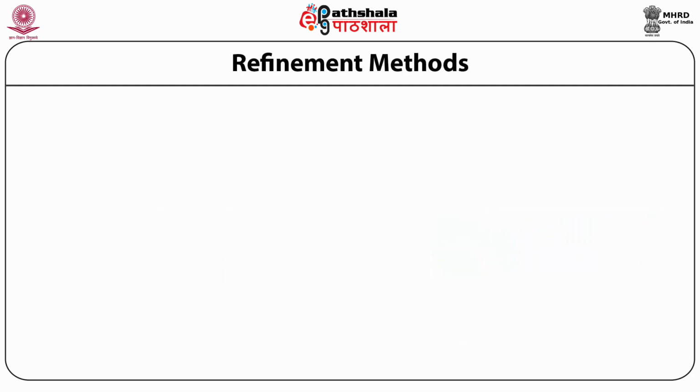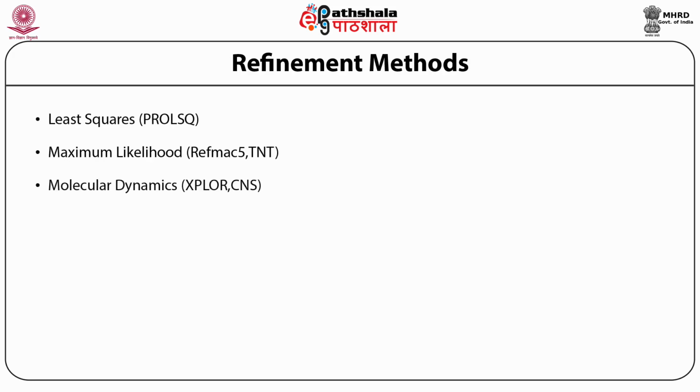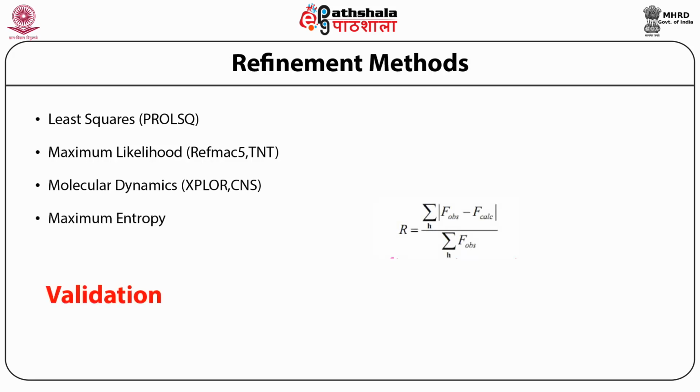Once you build the model into the electron density, you need to refine the structure. There are several ways of refining the structure: the least squares method, maximum likelihood method, molecular dynamics method, and maximum entropy method. All these methods are evaluated with the R factor, which should be as low as possible.